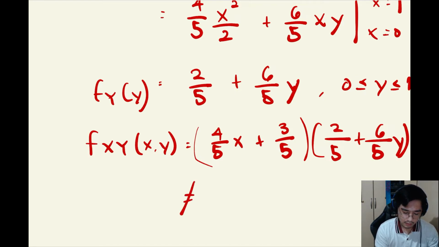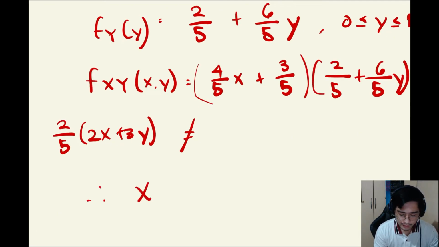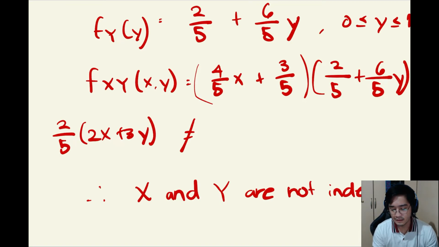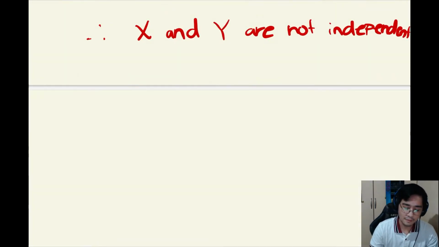This is not equal to 2/5 (2x + 3y). So therefore, x and y are not independent. Okay, we can conclude that already. If we have proven that the product of the marginals is not equal to the joint PDF, then we can automatically conclude that x and y are not independent, or are dependent on each other.